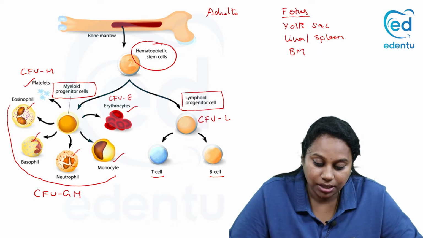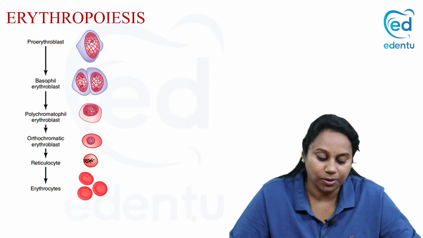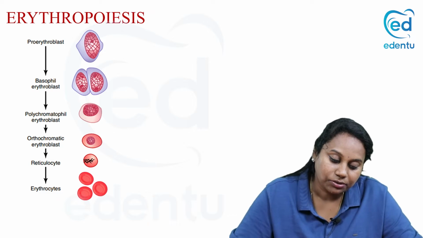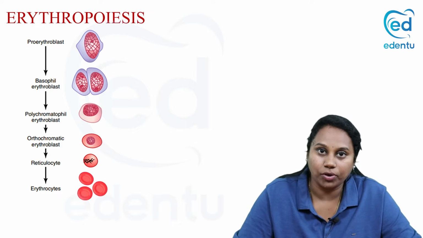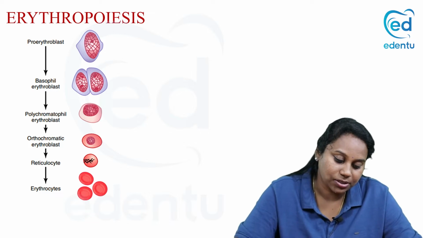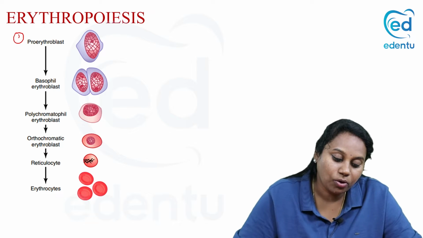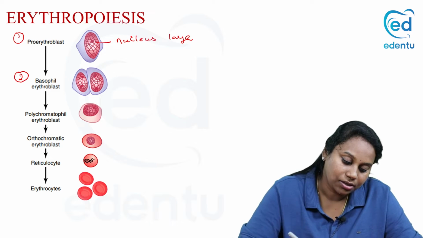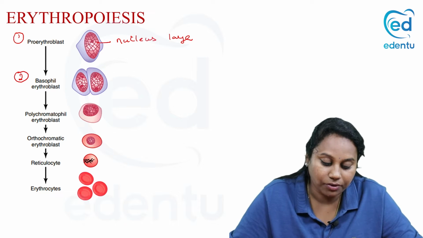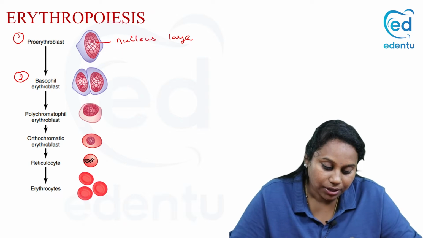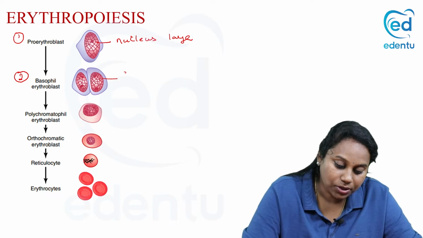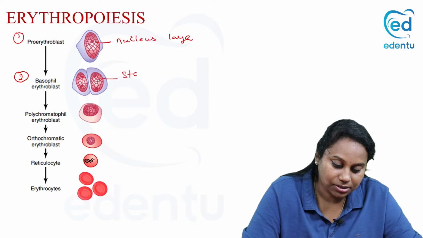So let's learn in detail about erythropoiesis, which is a repeatedly asked long note. Erythropoiesis: formation of red blood cells is called erythropoiesis. And what are the stages in erythropoiesis? The first stage is the proerythroblast. You can see that the nucleus is very large here. The next stage is basophil erythroblast, which is otherwise called the early stage. It's called so because it stains with basic dyes.